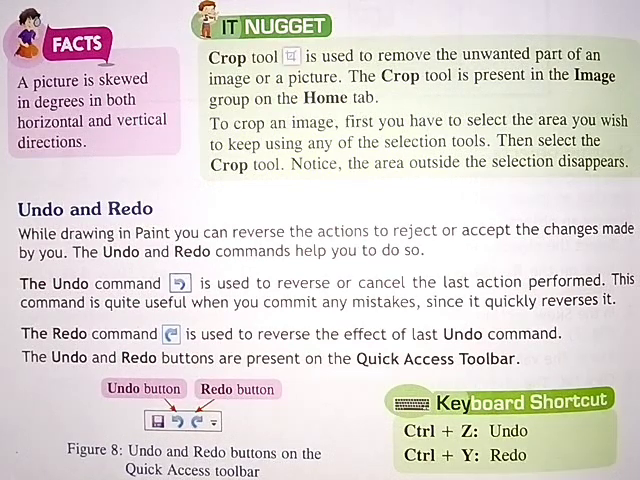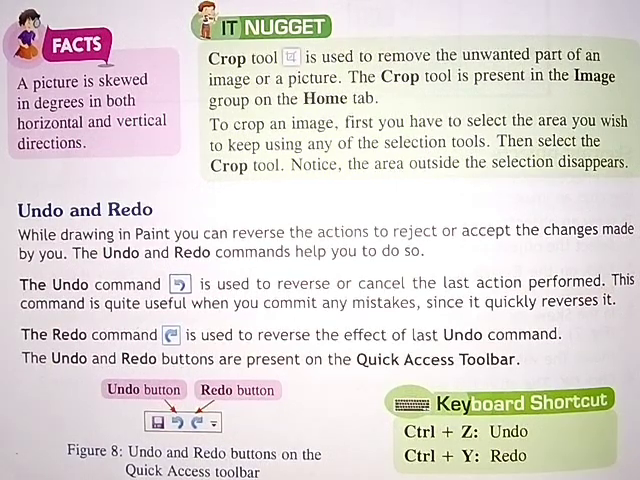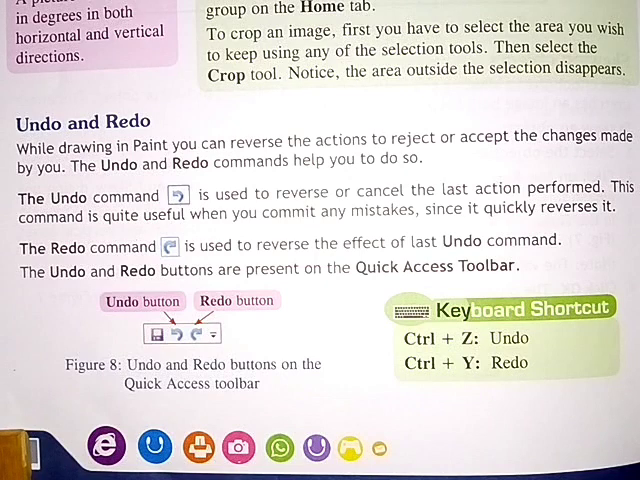Fact: a picture is skewed in degrees in both horizontal and vertical directions. Undo and redo. While drawing in Paint, you can reverse the actions to reject or accept the changes made by you. The Undo and Redo commands help you to do so.